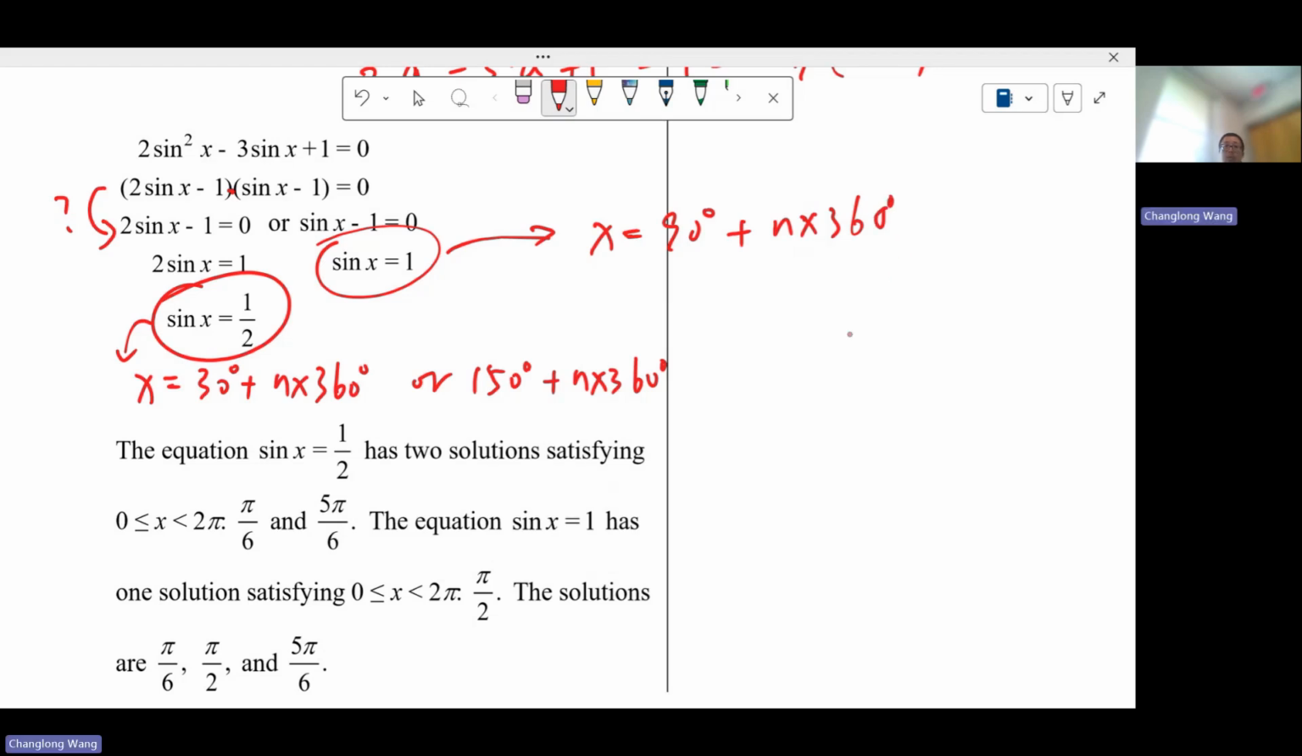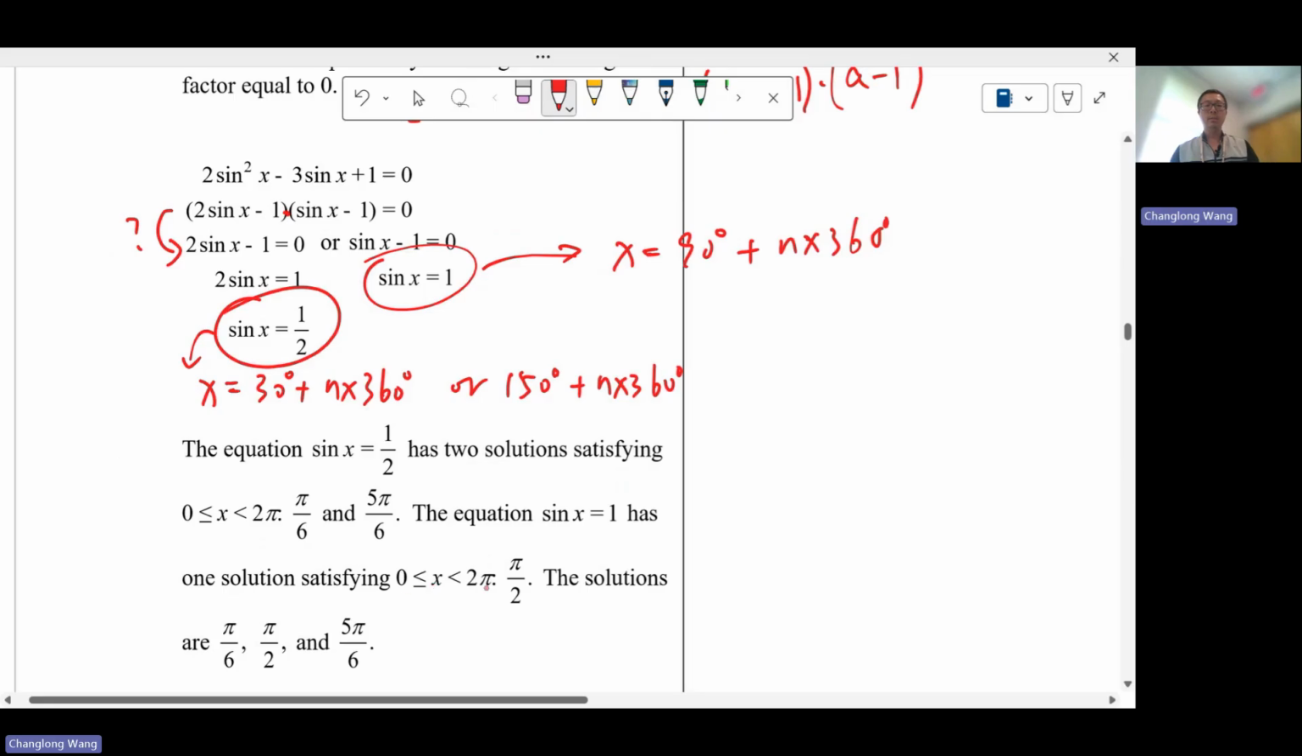Now, but you're not done, right? They want x to be in the domain. You're gonna play with the n to see what angle is gonna fall into only 0 to 360. And it turns out that you can only take 0 for the n, right? So you have 30, which is pi over 6, 90, pi over 2, 150 is 5 pi over 6, but you're okay with the degrees. Okay.